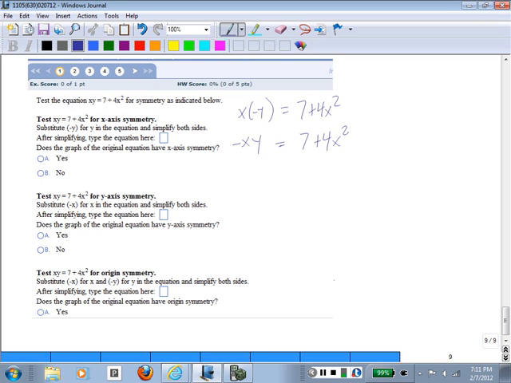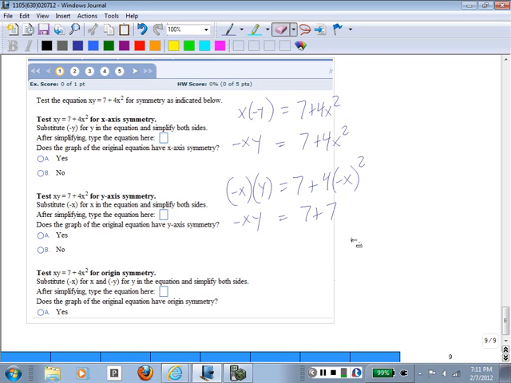To test for y-axis symmetry, we substitute negative x for x. So that's negative x times y equals 7 plus 4 times negative x quantity squared. Two places the x shows up in this equation, so substitute the negative x for x in both spots. Negative x times y equals negative xy. And if we square the negative x like we've been doing, we get x squared. So 4x squared. This is basically the same equation we got when we were testing for x-axis symmetry. Still not equivalent to the original.